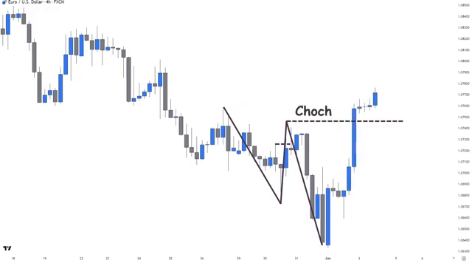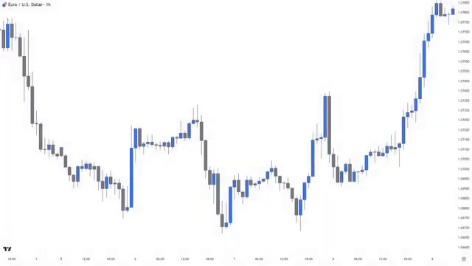Now that we have a break and close above the latest lower high, market sentiment changes to bullish. Our higher time frame shows that, after a long period, the downtrend is over, and a possible reversal is coming. Now let's zoom into the 1-hour chart to observe more details.